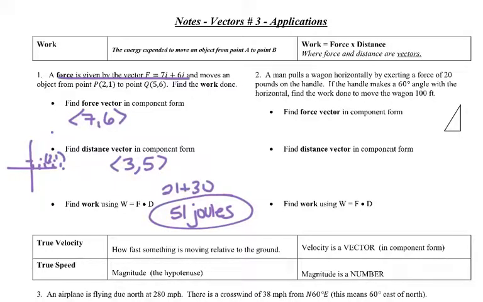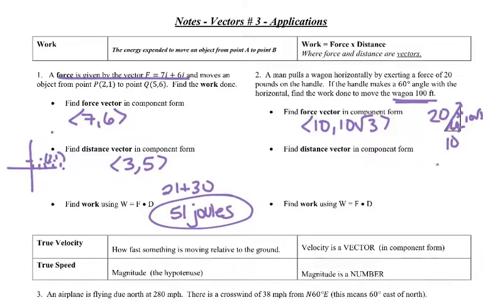This is going to be some 30, 60, 90 action. Meg pulls a wagon, force of 20 pounds on the handle, and the handle makes a 60 degree angle, so it's a 30, 60, 90. In this triangle it's 10 and 10 root 3, so the force vector is 10, 10 root 3. Find the work done to move the wagon 100 feet.